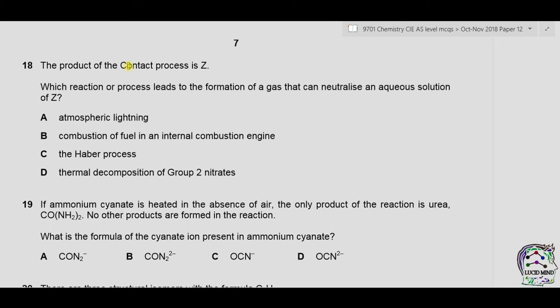Question 18. The product of contact process is Z. Which reaction or process leads to the formation of gas that can neutralize an aqueous solution of Z? Now the product of contact process is H2SO4, which is sulfuric acid. And we need a gas that can neutralize this acid, so the gas must be basic in nature because the aqueous solution of Z would be acidic.